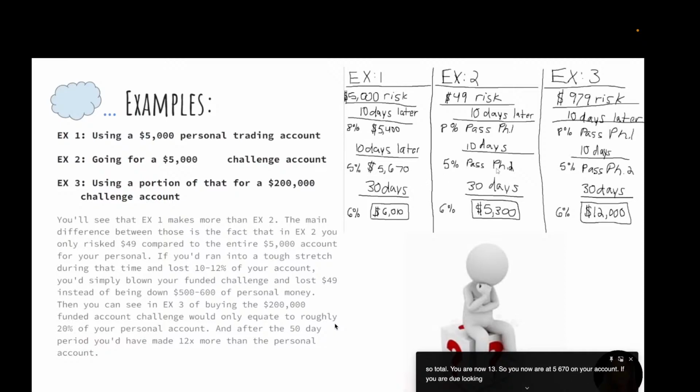If you are looking at example 2, you would just pass. You made 5%, you passed phase 2. So now you're moving on to your live account. And same thing with example 3, you made 5%, you passed phase 2, you now move on to your live account.